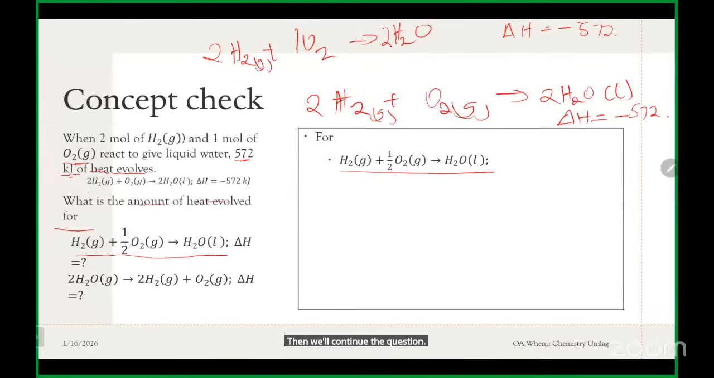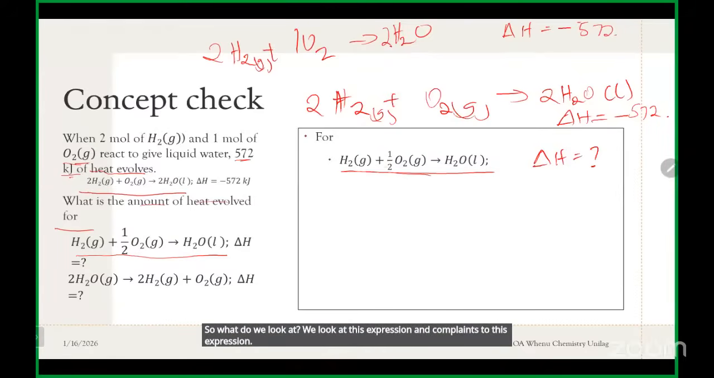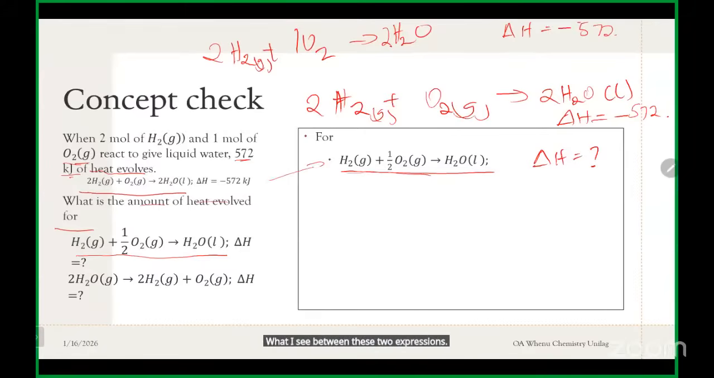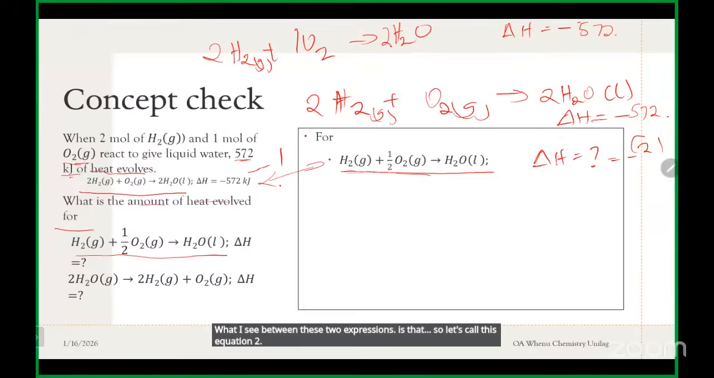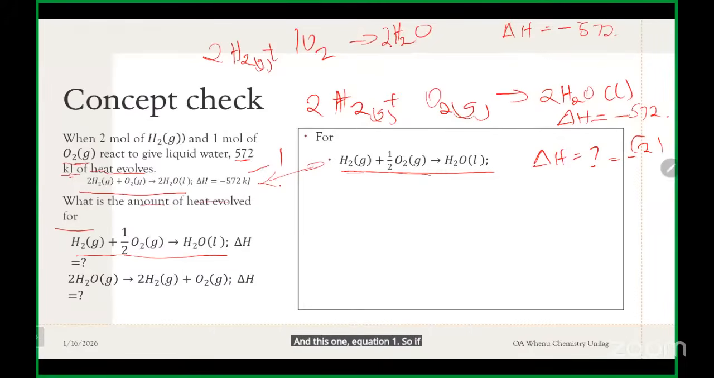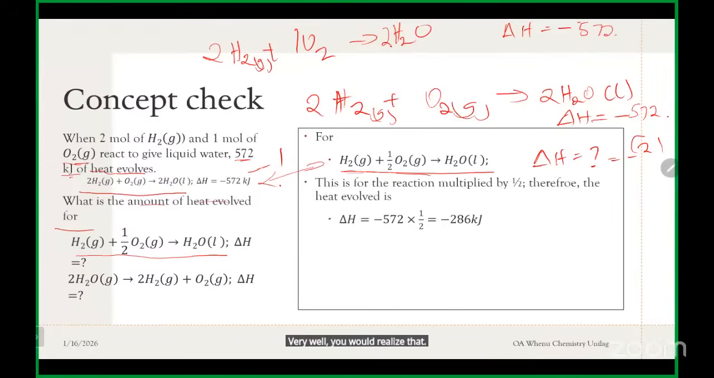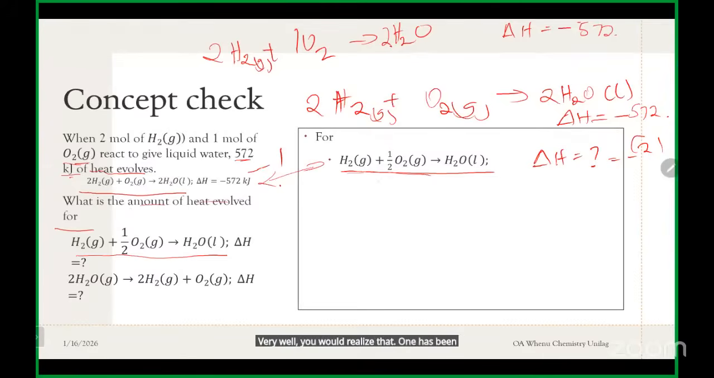So H2, what is delta H here? So what do we look at? We look at this expression and compare it to this expression. What I see between these two expressions is that, let's call this equation 2 and this one equation 1. If you look at equation 1 very well, you would realize that equation 1 has been divided by 2. So this is our equation 2. Equation 2 is equation 1 divided by 2.